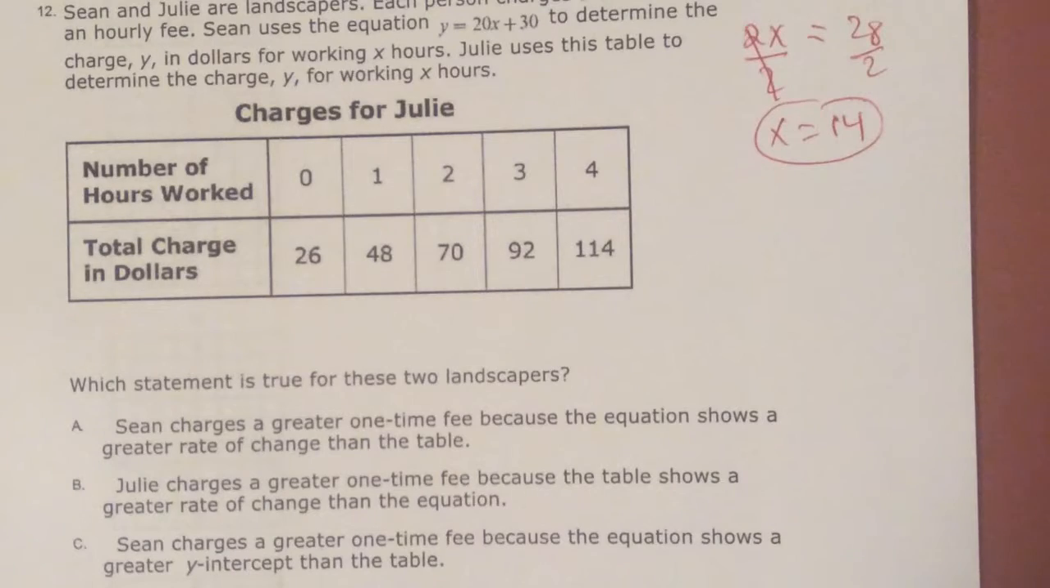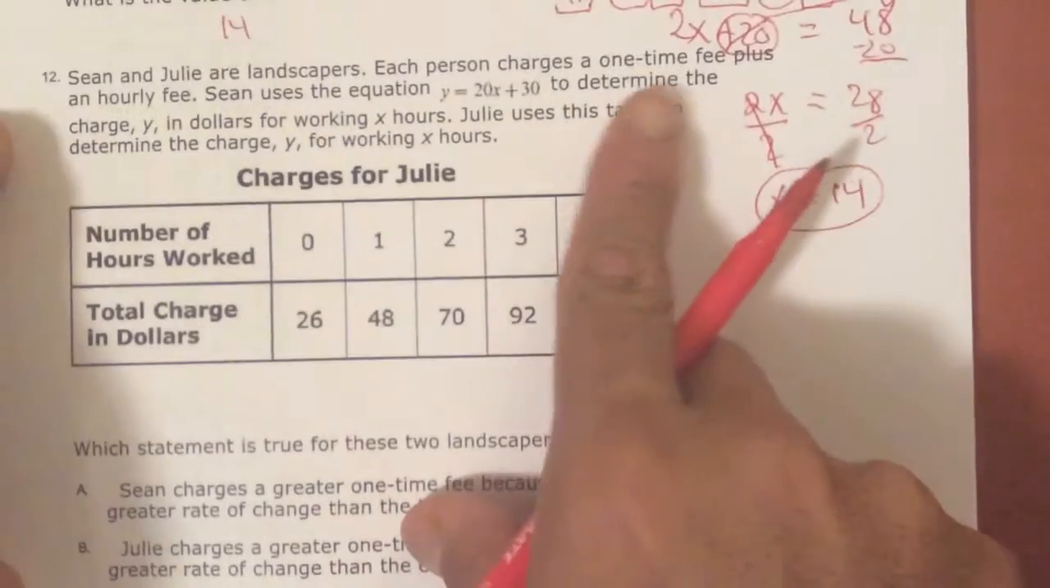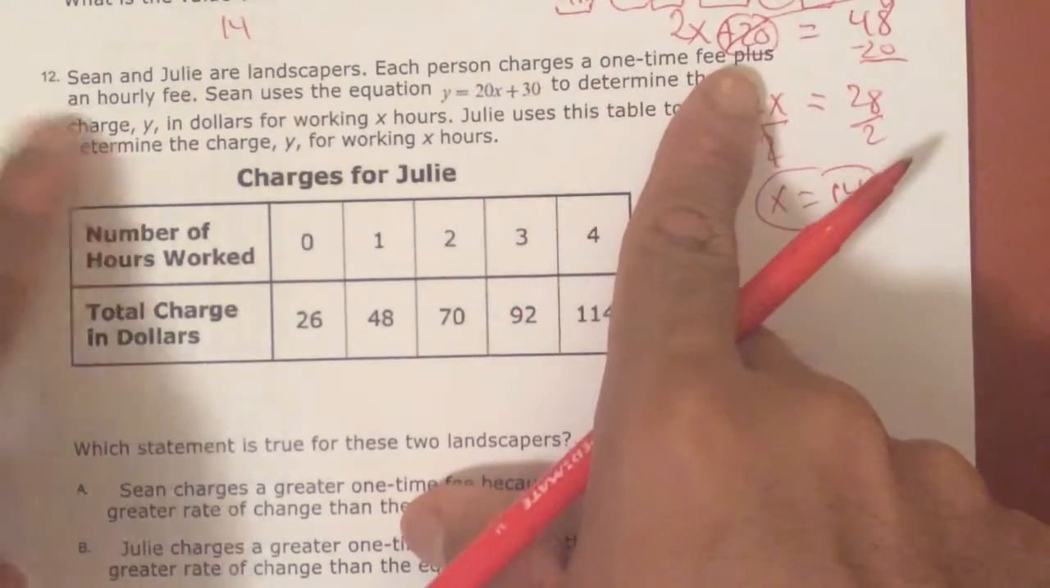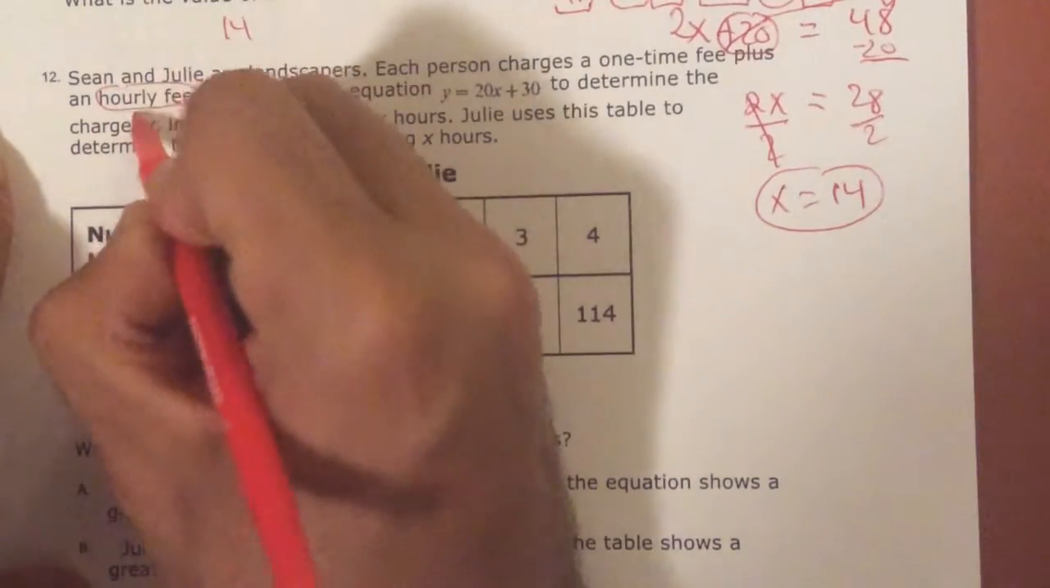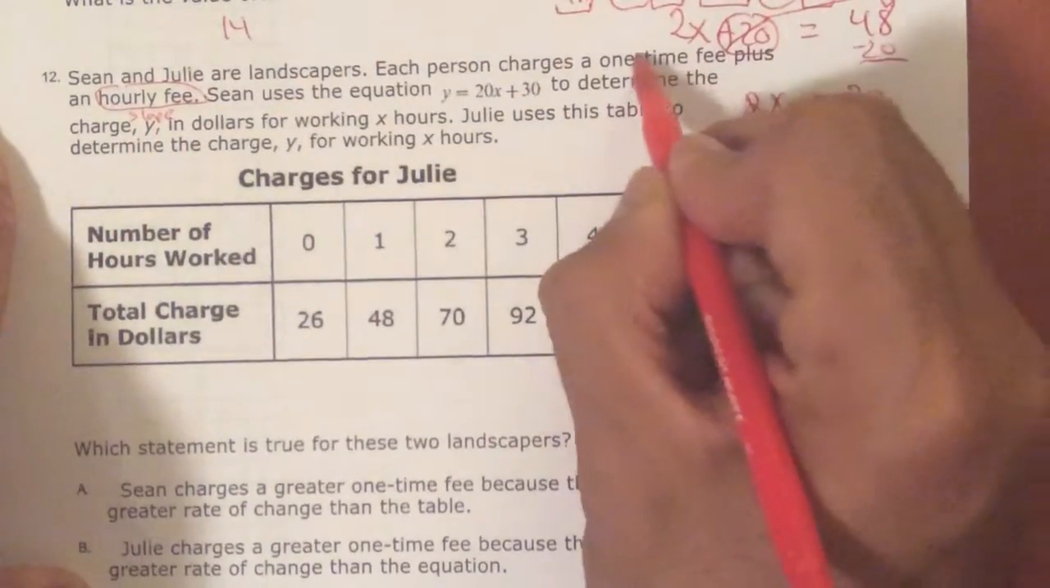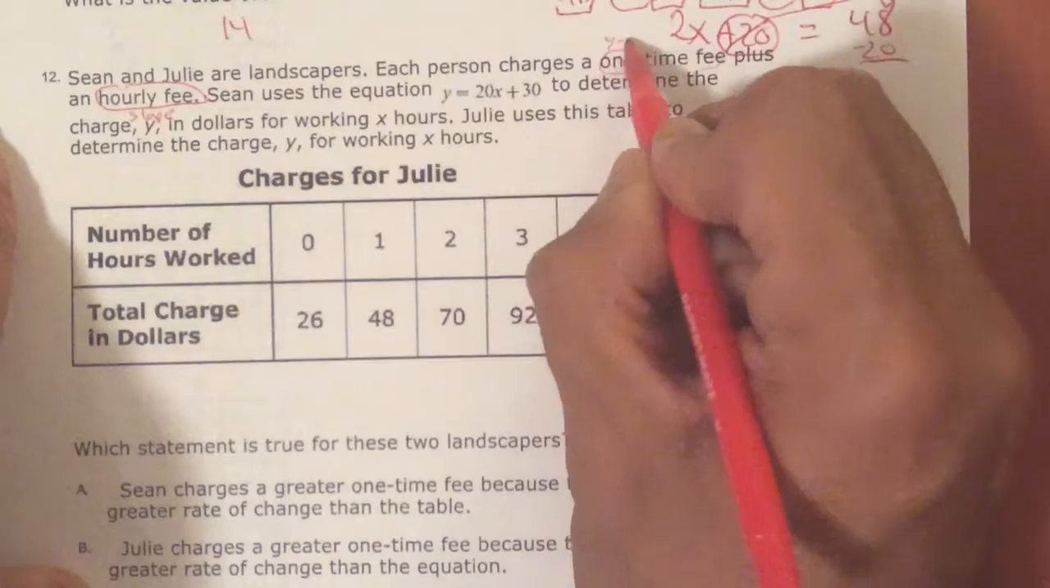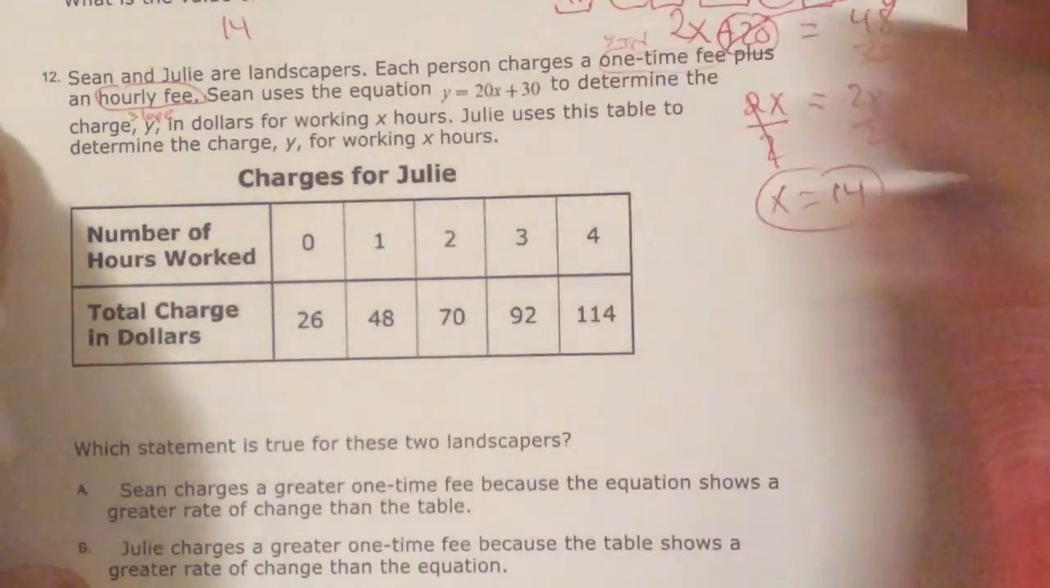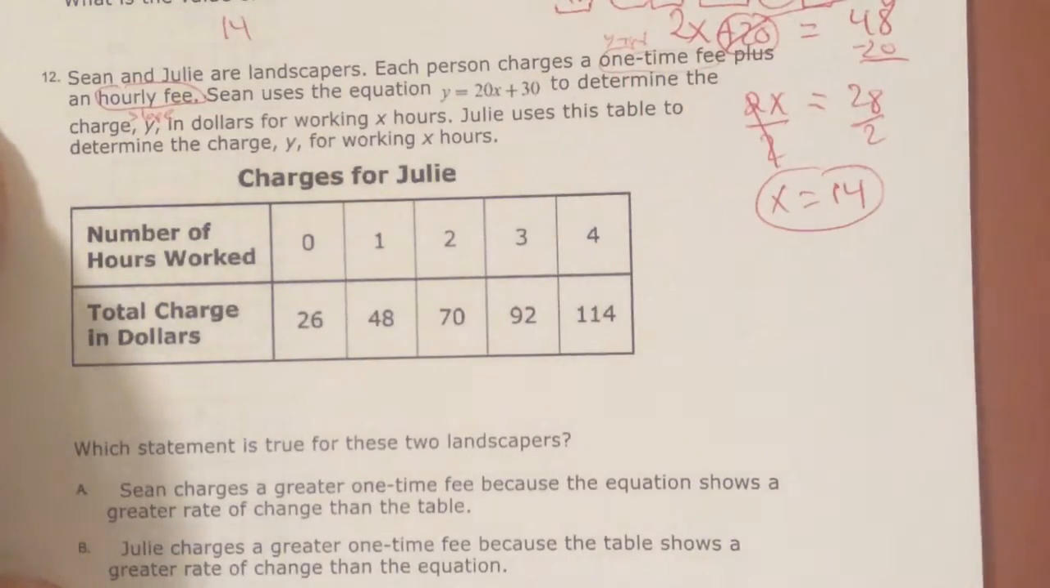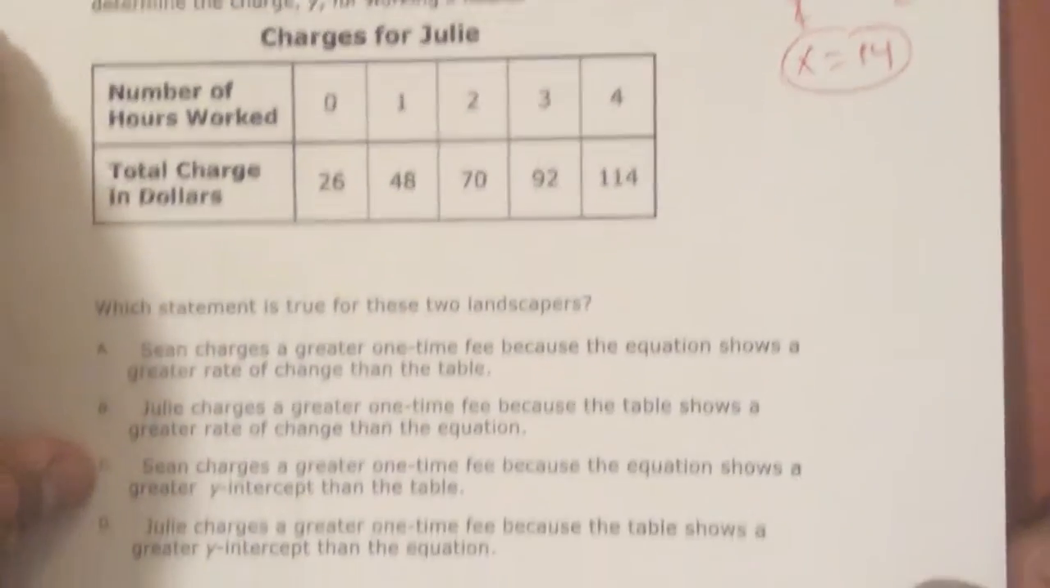Sean charges a greater one-time fee. Julie charges a greater one-time fee. So the key word is one-time fee. So what is one-time fee? Well, if you notice at the top it says they both charge a one-time fee plus an hourly fee. So you should know hourly fee means slope. Therefore, the one-time fee is the y-intercept. So we're looking for the y-intercept. So the question is, who charges a higher y-intercept?